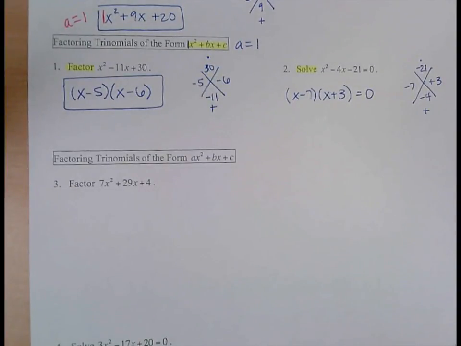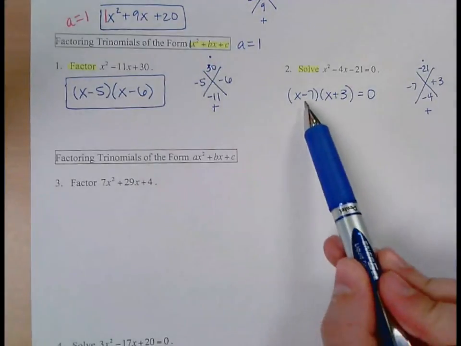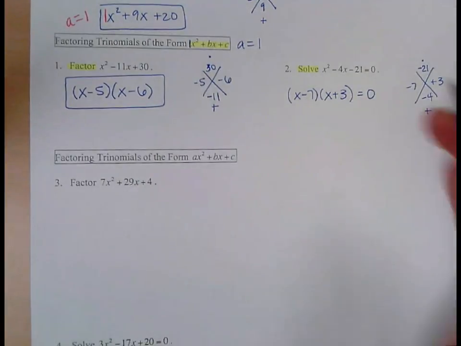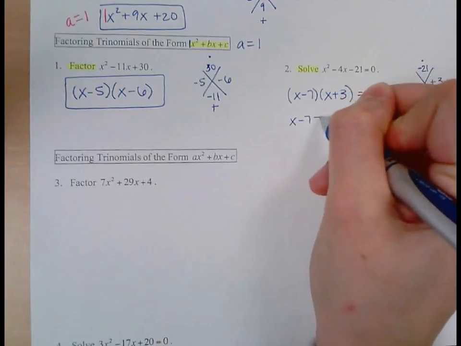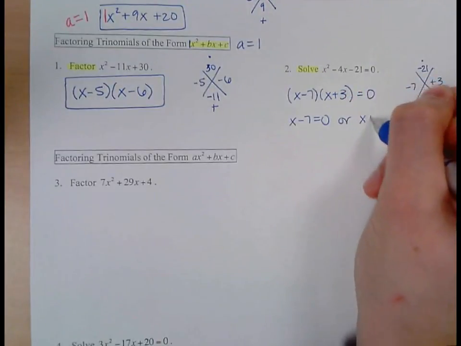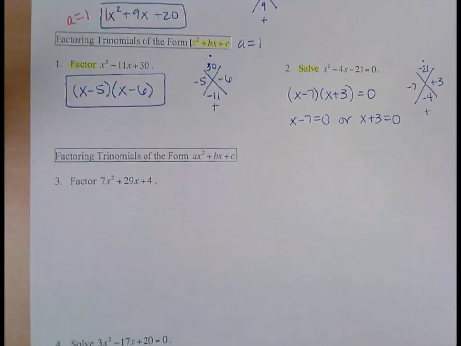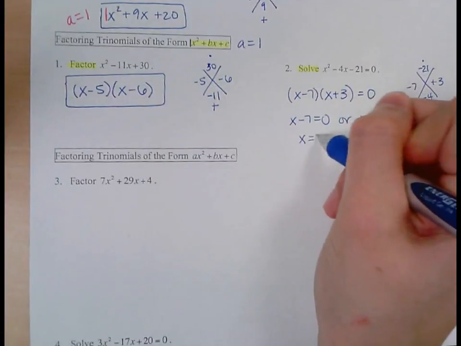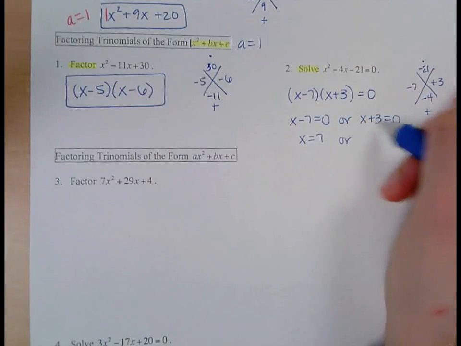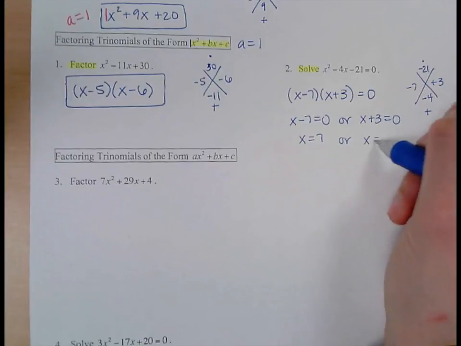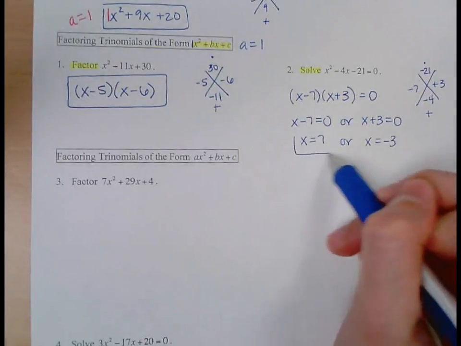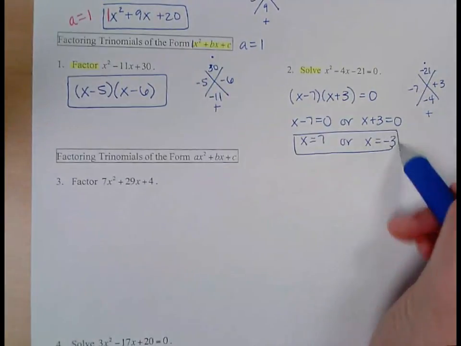So then remember to solve it using the zero product property, I set each factor equal to 0. So either x minus 7 equals 0 or x plus 3 equals 0, and you solve both for x. So the first one, I would add 7 to each side, so x is equal to 7. Or for the second one, subtract 3 from each side, x is -3. And those are the two solutions.